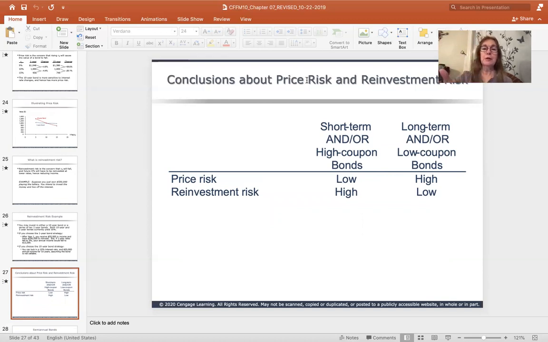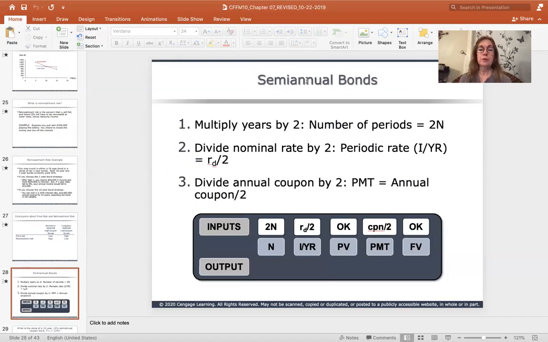So we're in that situation now. Interest rates are at record lows. They're going to be going up at some point. So as interest rates go up, the price of the bonds will fall. So price risk and reinvestment risk is what you have typically with bonds.